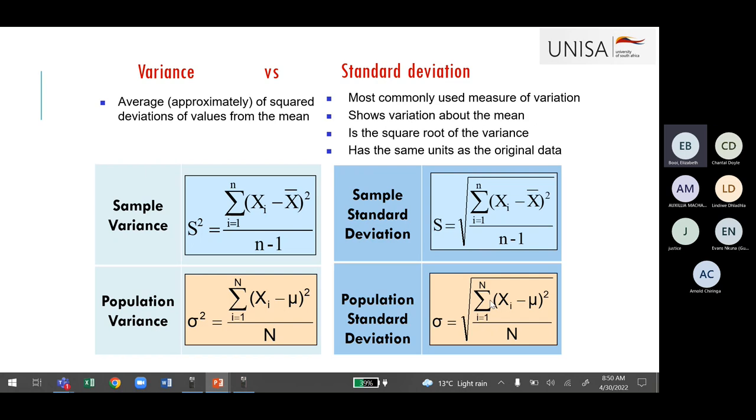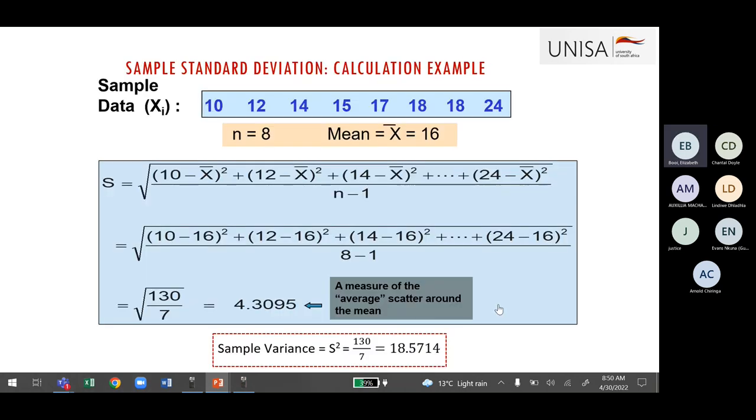How do we then calculate this? We are going to calculate the standard deviation. Remember the formula. For the sample standard deviation, S is equal to the square root of the sum of your observed value minus the mean, squared, divided by n minus 1. That is the formula that we need to use.